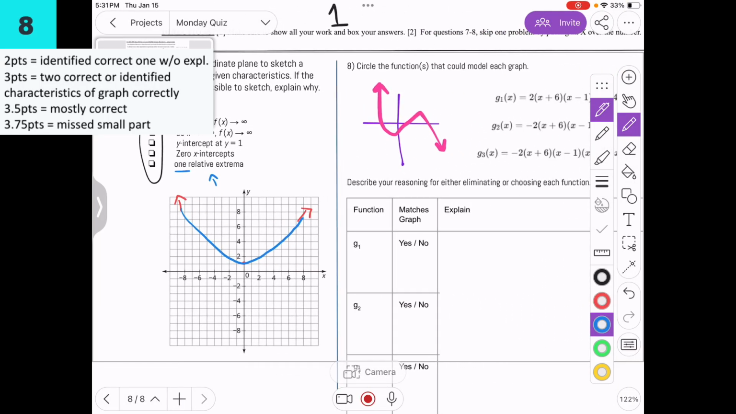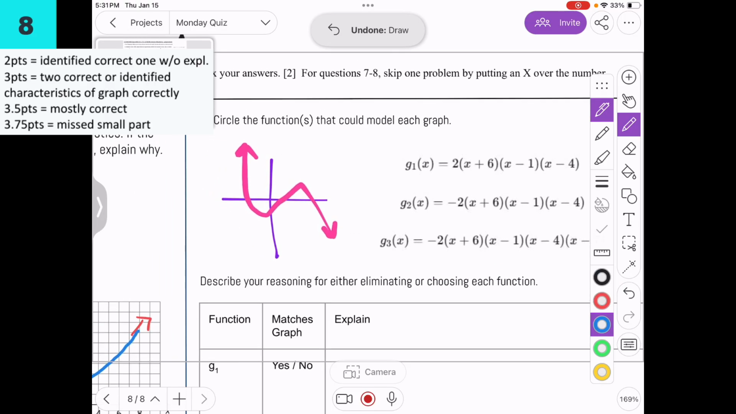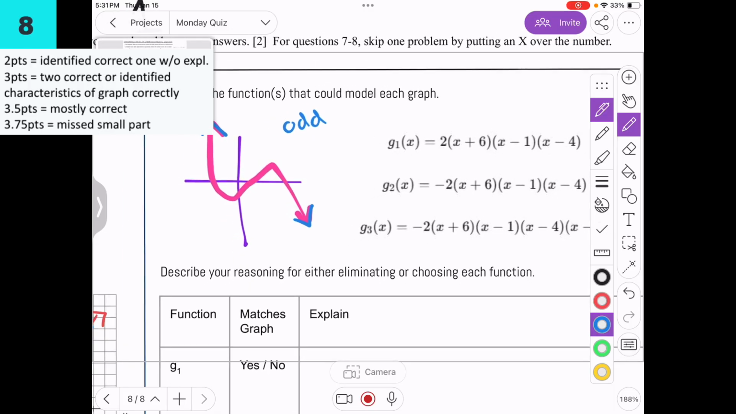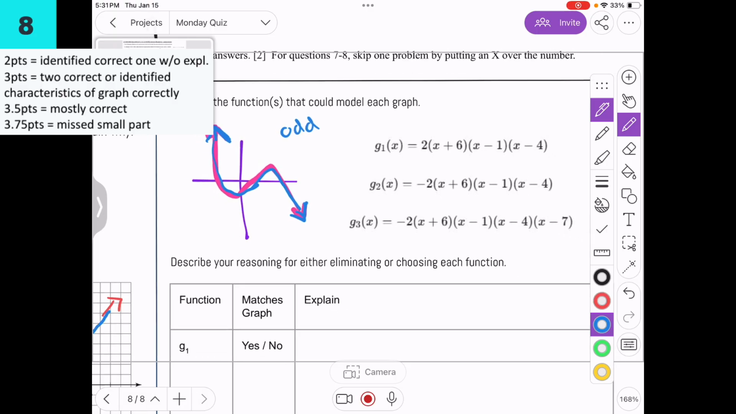Okay, moving on to the last one. I'm trying to figure out which one of these 3 matches my graph. If you notice, my end behaviors are different. Whenever my end behaviors are different, I know that I have an odd function, so I have an odd exponent. I also know that my leading coefficient has to be negative because I start on the left hand side way up here, and eventually as I move to the right hand side, I crash down.